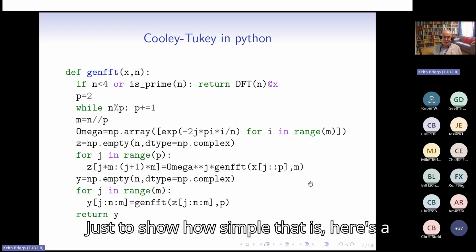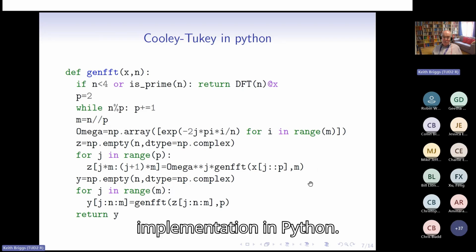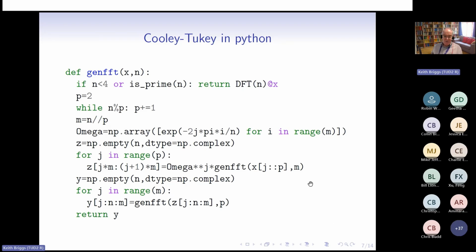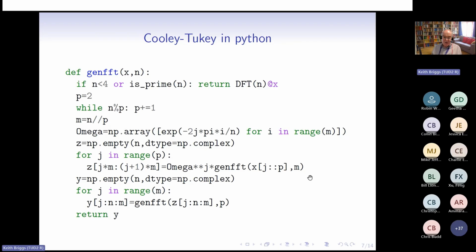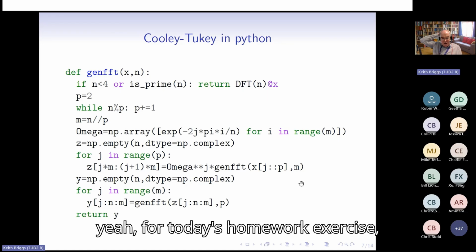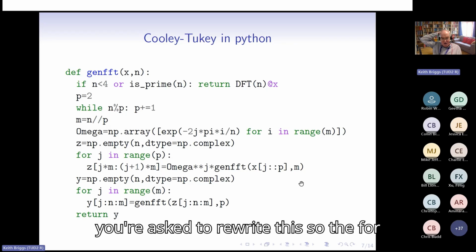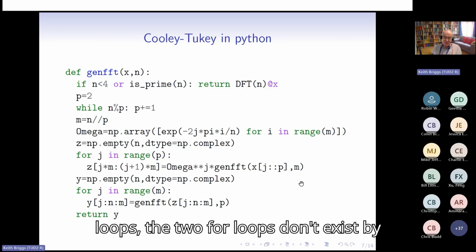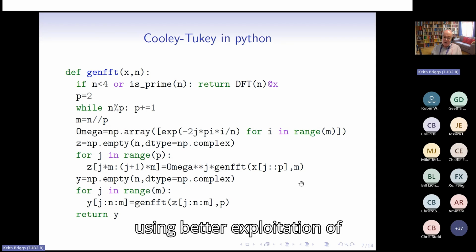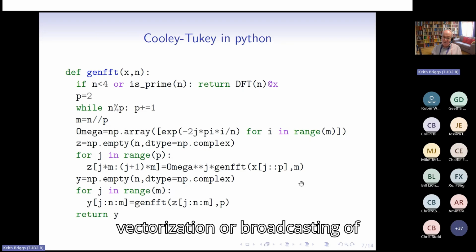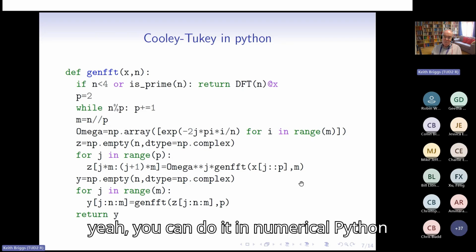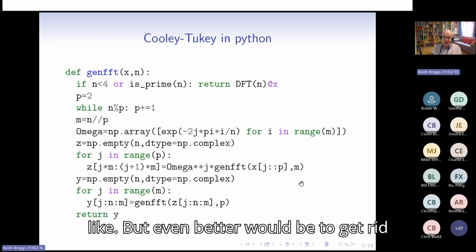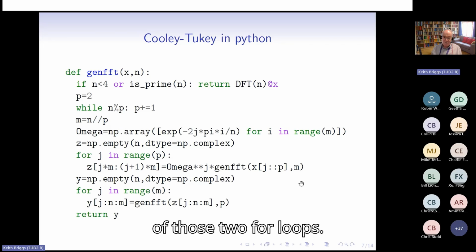Just to show how simple that is, here's a complete general implementation in Python. It's recursive, so it calls itself for the lower dimensional transforms. And for today's homework exercise, you're asked to rewrite this so the two for loops don't exist, by using better exploitation of vectorization or broadcasting of array structures. You can do it in numerical Python like this is, or MATLAB, or whatever you like. But even better would be to get rid of those two for loops.